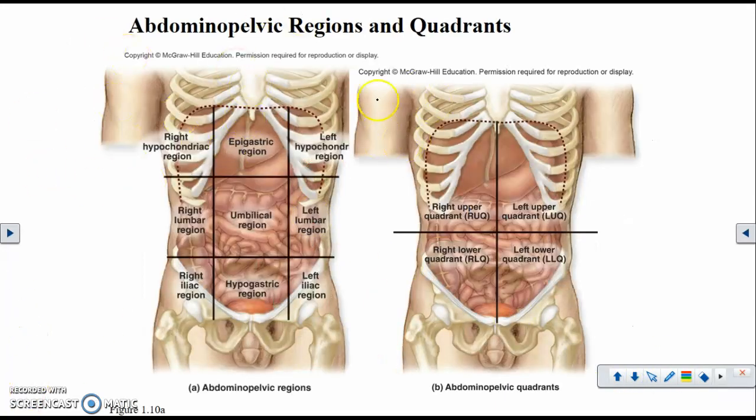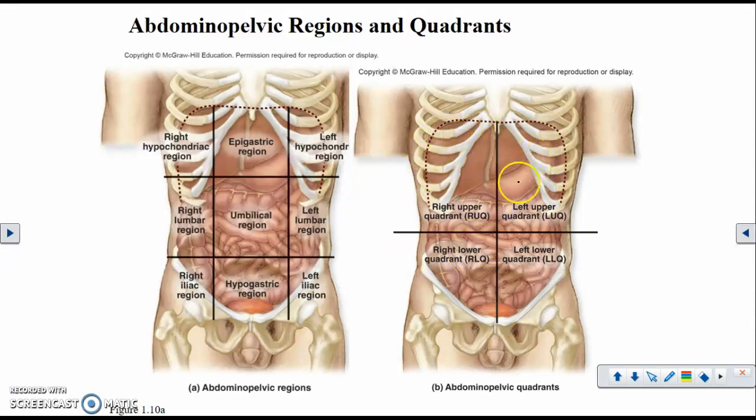Now the abdominal pelvic regions or quadrants. The abdominal pelvic regions can be divided in two ways: the 9 abdominal pelvic regions and the 4 quadrants. For the 4 quadrants, you make a straight cross from the sternum all the way to the symphysis pubis, and then you go midline from the umbilical region, the belly button.